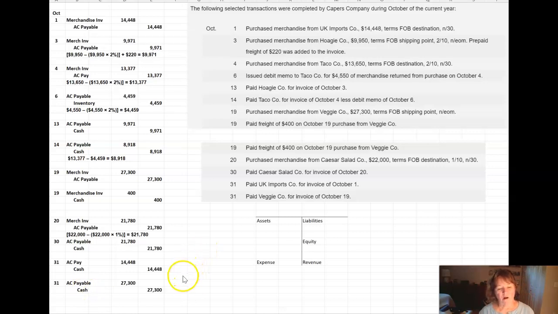So what you want to walk away with understanding is how the merchandise inventory account includes the cost of the merchandise, any shipping that's been paid on it, minus any returns. That's what would be in that account. And then it goes back and forth between going into the payable, then coming out of cash, going into the payable, coming out of cash. It gets real routine after a while.